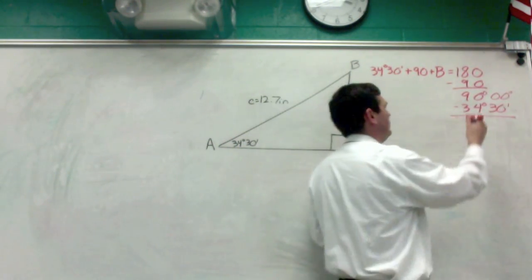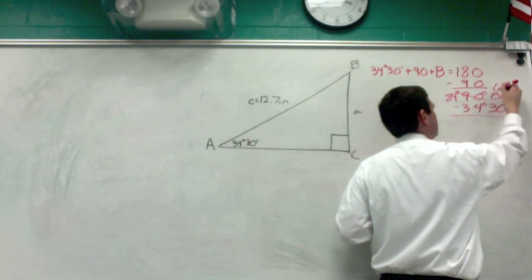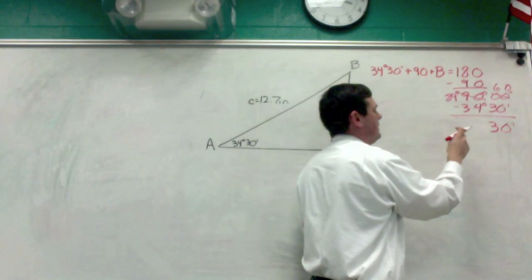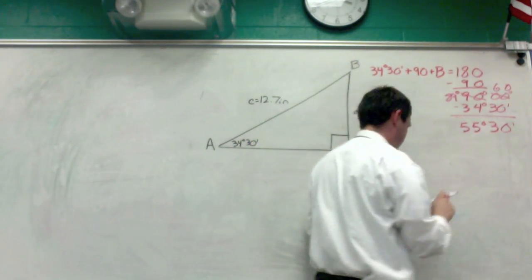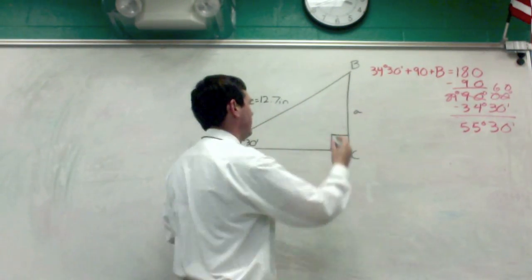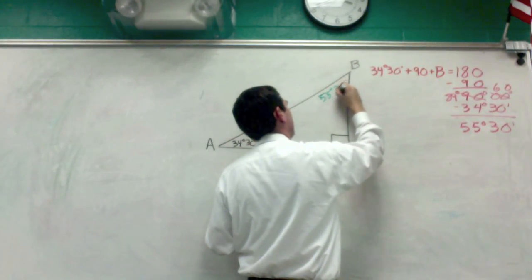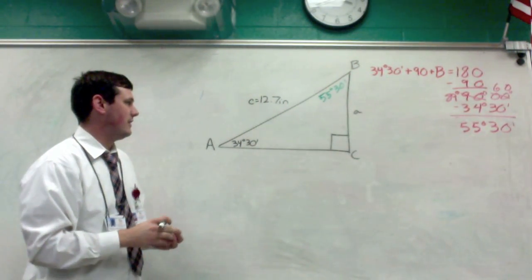Okay, so you have to borrow. This becomes 89 degrees, and this becomes 60 minutes. So this is 30 minutes. 89 minus 34 is 55. So step one, the easy part, is to find that this is 55 degrees, 30 minutes.